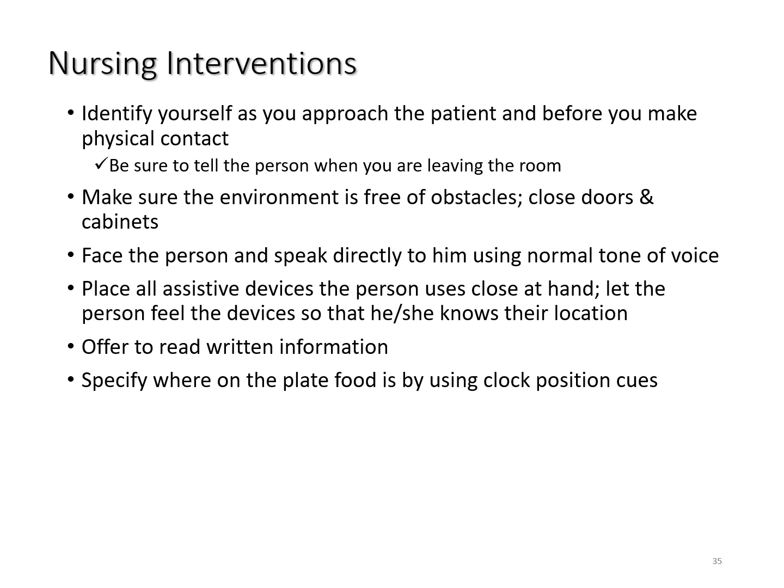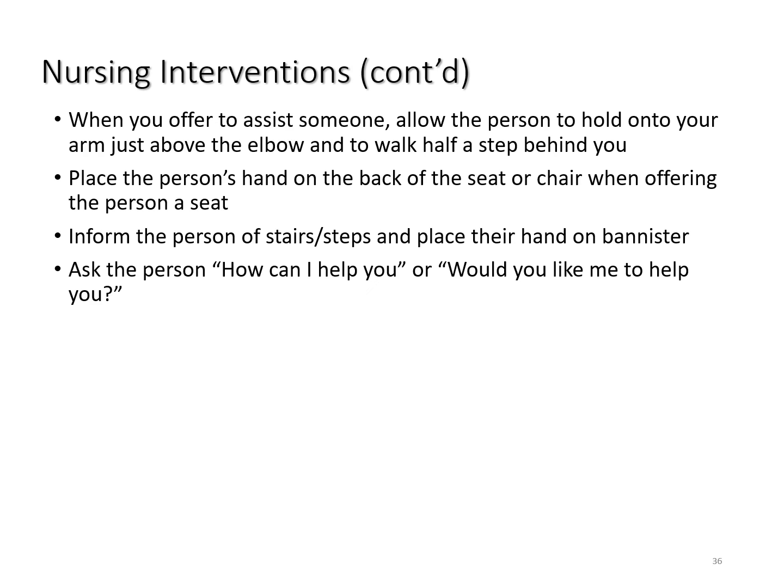Okay. Then you get to the nursing interventions if you're dealing with a patient that has decreased vision, right? So there is a chart in your book again. You want to look at it. So things like identifying yourself as you approach the patient and before you make physical contact, right? All of this makes sense. So just read everything, and if there's anything weird, you can let me know. Things like specifying on the plate by using the clock position cues, offering to read written information, right? Nothing really weird. Okay. Asking questions like, how can I help you, or would you like me to help you?